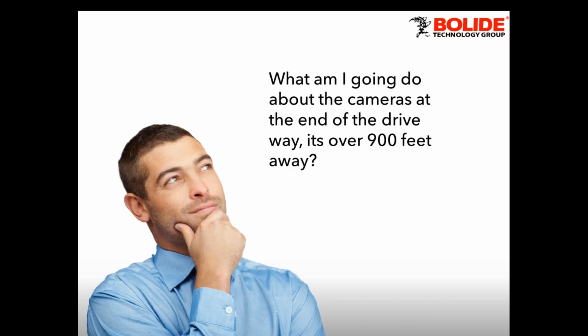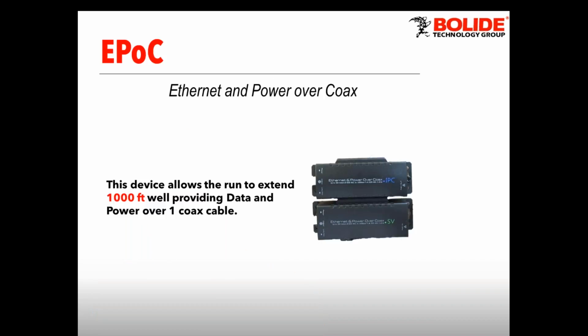So what am I going to do about cameras at the end of a driveway if it's over 900 feet? The beauty of Ethernet over coax is distance. It goes further than basic Cat 5, Cat 6. You can go 1,000 feet using coax. Not only that, it's all done over one cable. You don't need to run power separately because it's Ethernet and power over coax. You can run the power and the data over a coax cable.